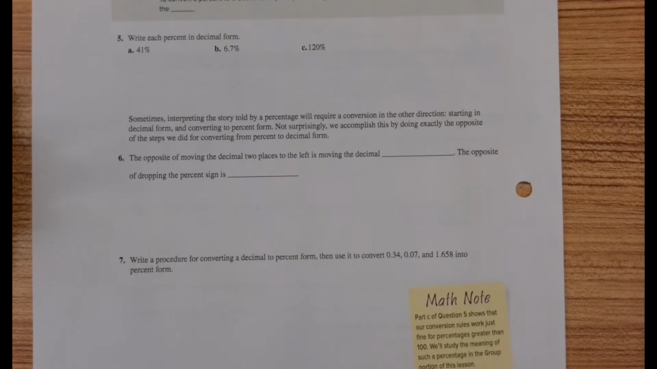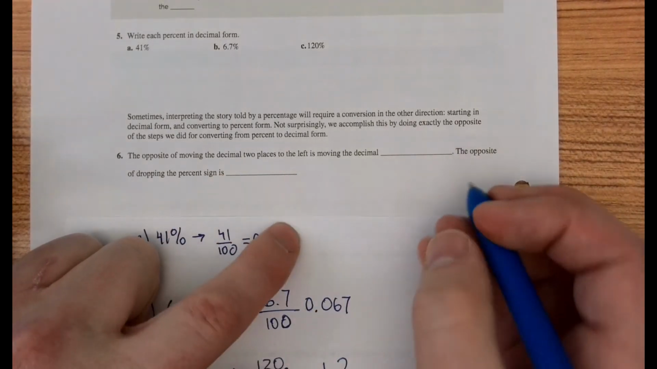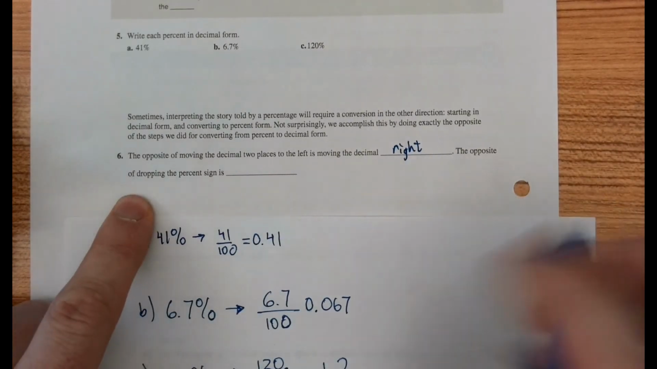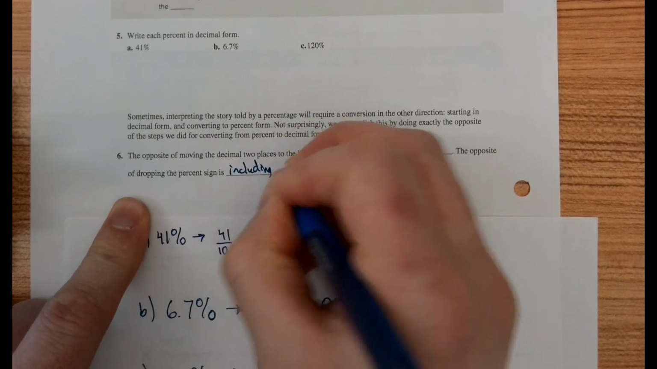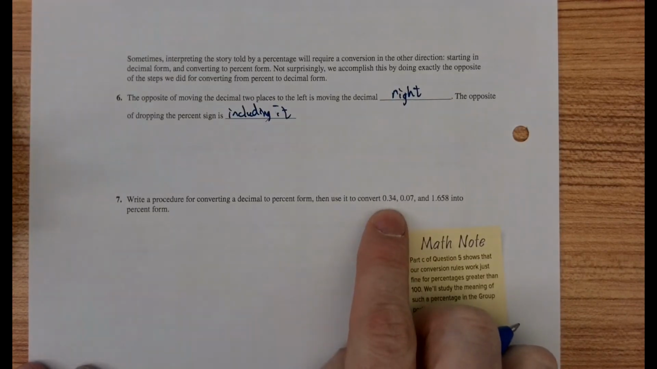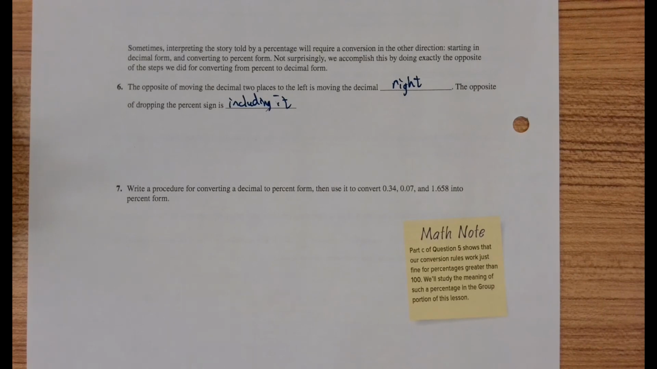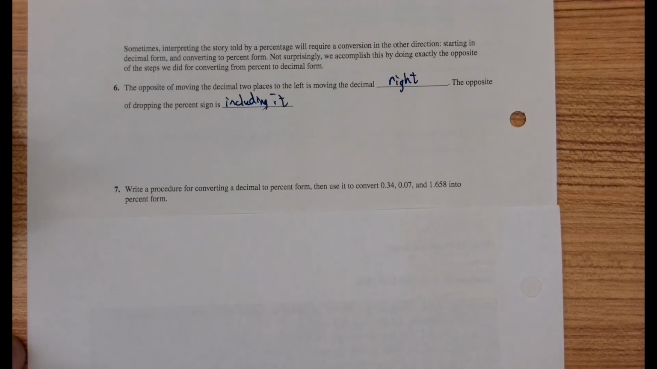So if we were to look at what he's asking you here, the opposite of moving the decimal 2 places to the left is moving the decimal 2 places to the right. The opposite of dropping the percent sign is including it, I guess. And what we're thinking about here is, what if we want to go from a decimal, 0.34, 0.07, 1.658 into a percent form? Well, what we're literally doing here is we're multiplying by 100 to include that percent sign.